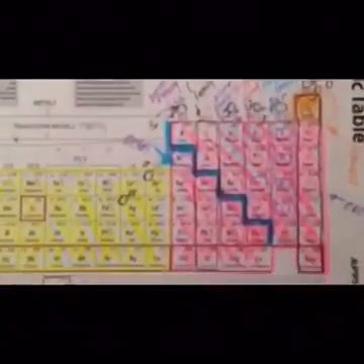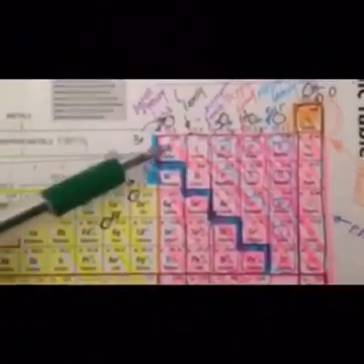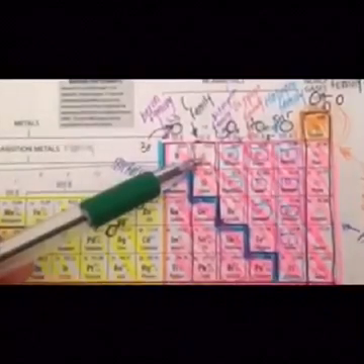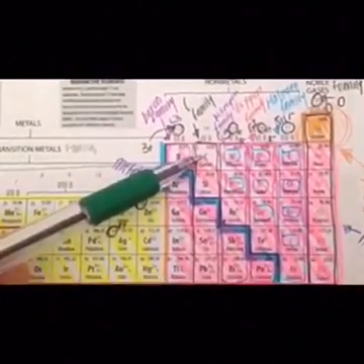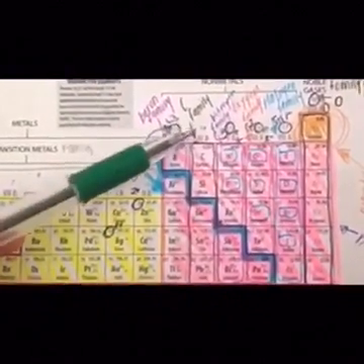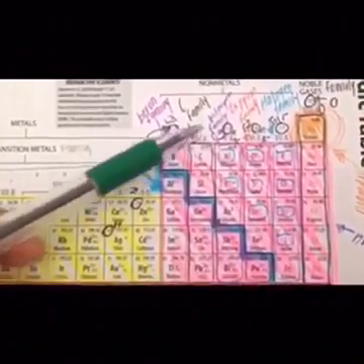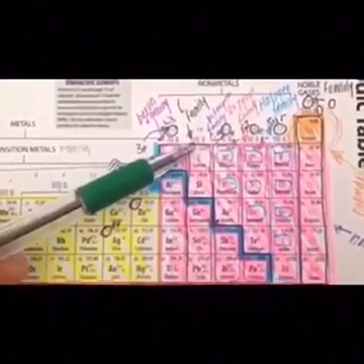So if we look on the periodic table, you can see that carbon is right here. In this column, you would look at the number right here, the Roman numeral, and you see it's a 4. So you'd go back to your chart and write 4.